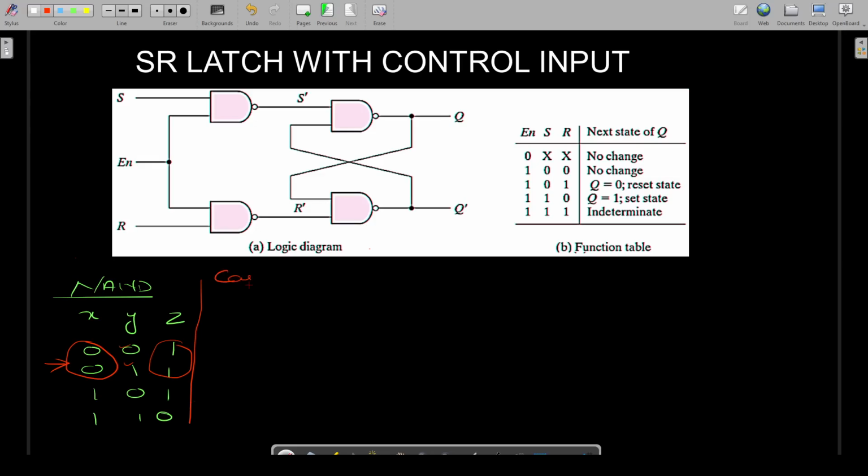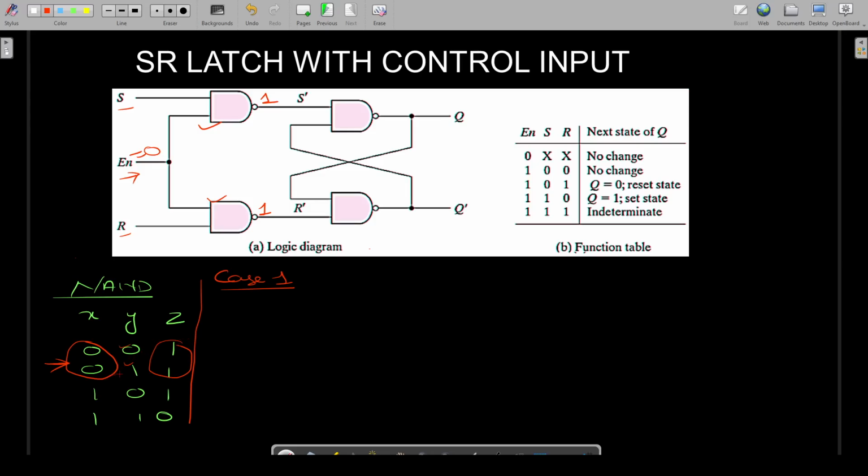So let us take case 1. In case 1, let's think there is an enable pin which is our control input. We are not talking about the values of S or R yet. Let us understand what will happen if the enable pin is 0. The enable pin is given to this NAND gate and also the downside NAND gate. I am fixing one of the inputs to 0, so the output is always going to remain 1. So here the output will be 1, and here the output is going to be 1.